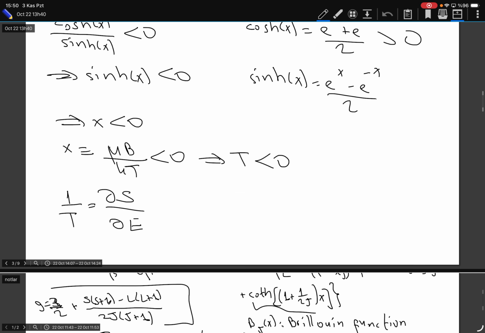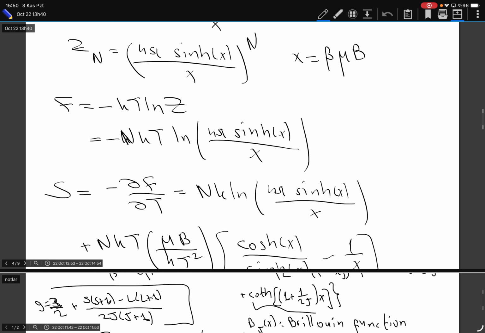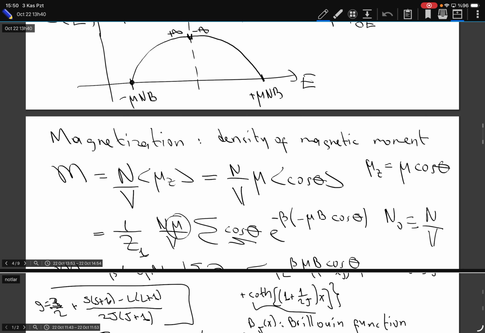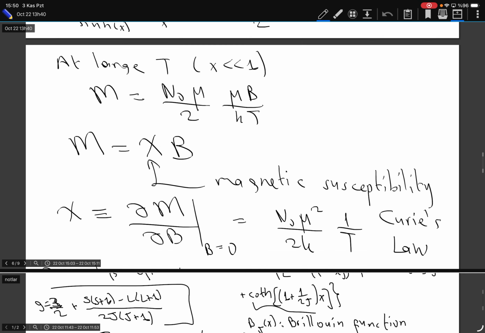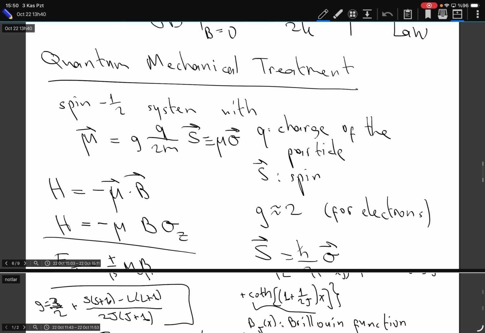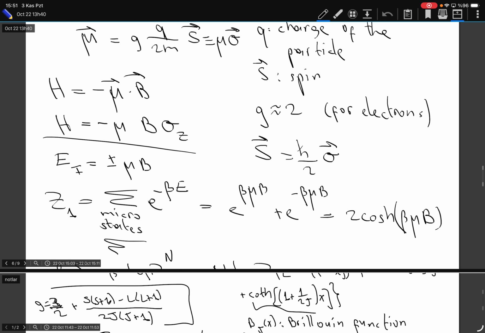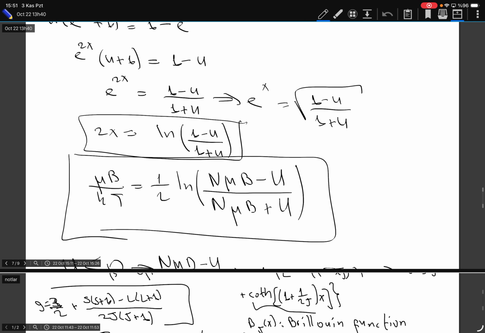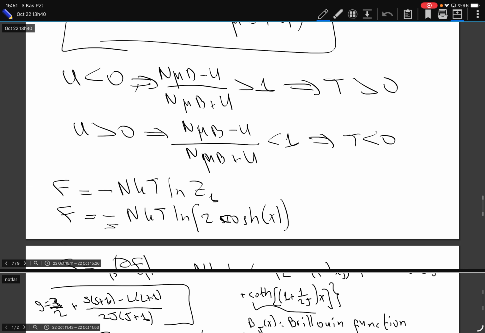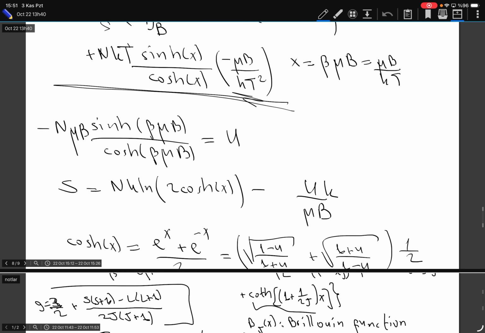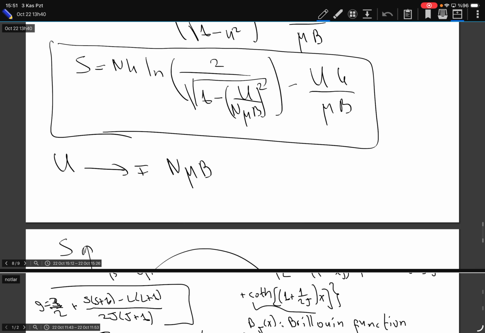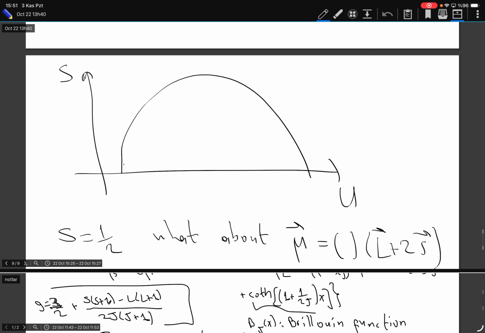And basically that is what we had done. We had also looked at the spin 1/2 case, the quantum mechanical description for the spin 1/2 case. And there we had actually solved for how the temperature and energy are related. And the reason for negative temperatures, you can also tell from this expression.